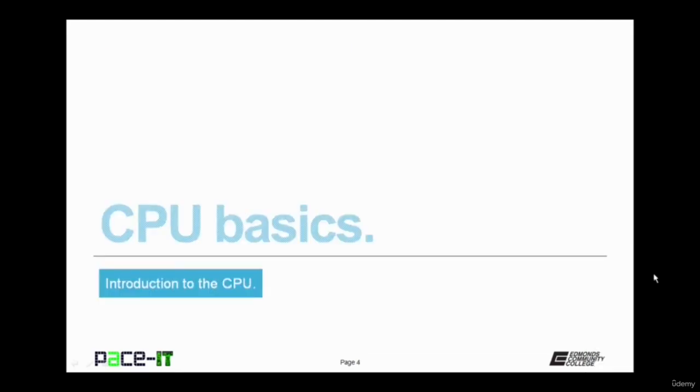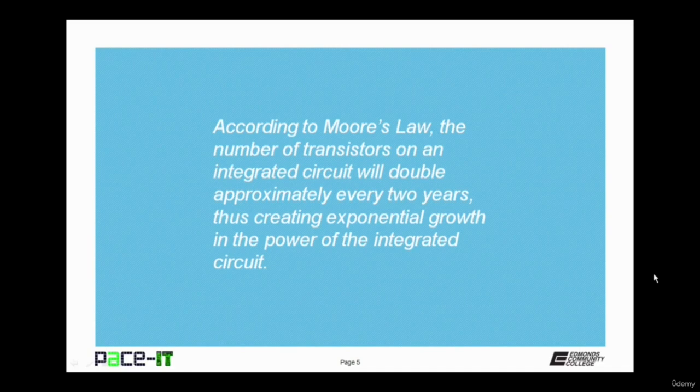So let's begin with some of the basics of the CPU. According to Moore's law, the number of transistors on an integrated circuit will double approximately every 2 years. This creates an exponential growth in the power of the integrated circuit. Now, Moore's law was introduced back in the 60s, and it still pretty much holds true for today's CPUs.